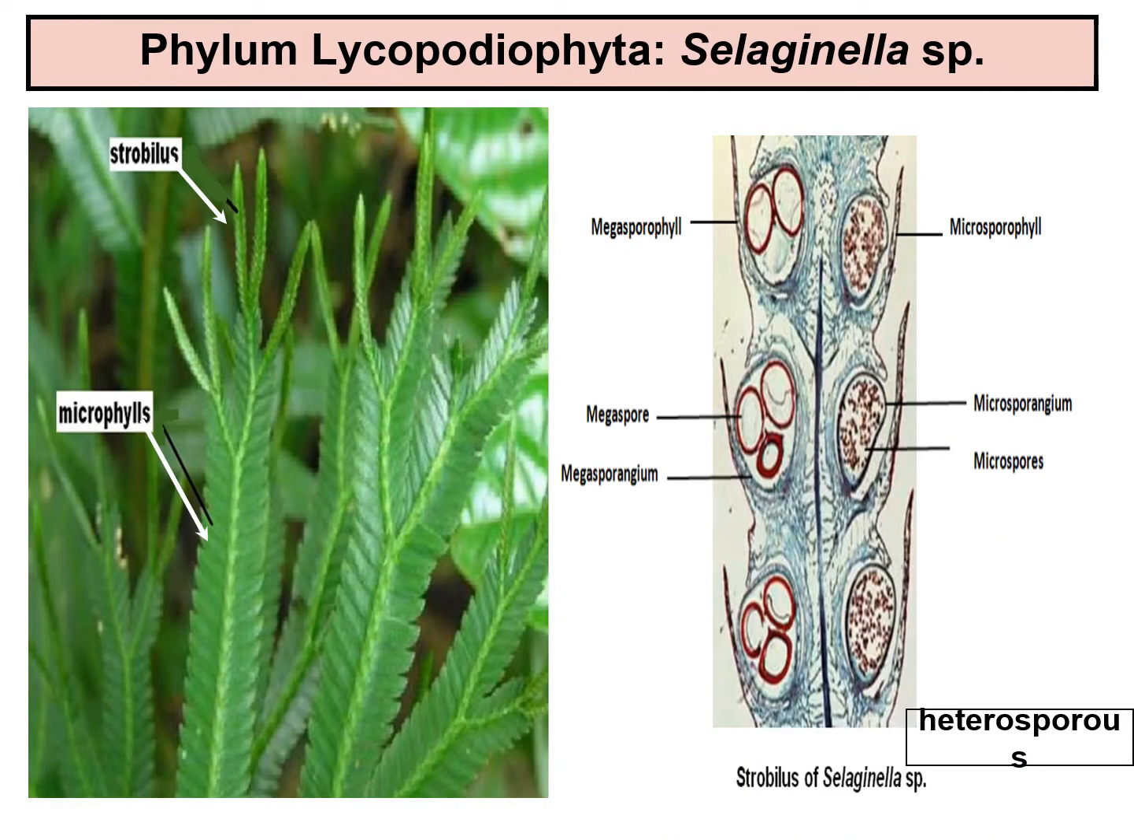Ni Selaginella, dia lebih flat daripada Lycopodium. Selaginella dia flat. So ni microphyll dia. Strobilus dia kat hujung ni saja. Jadi kat hujung ni kalau dia dah kuning, kita potong, kita buat keratan rentas, kita akan nampak this structure. Ada microspore dengan megaspore.